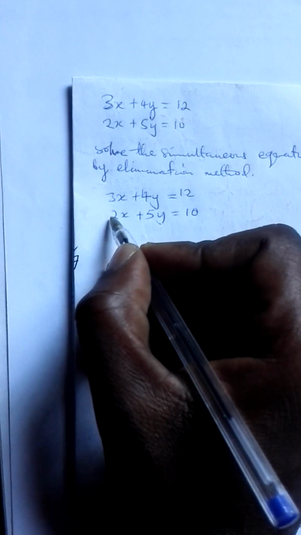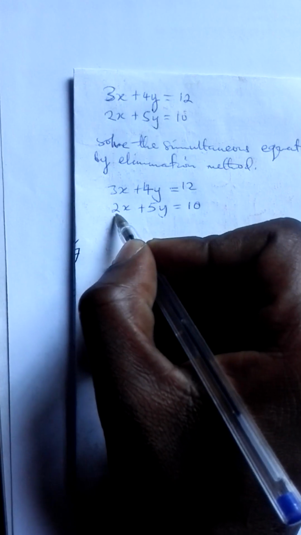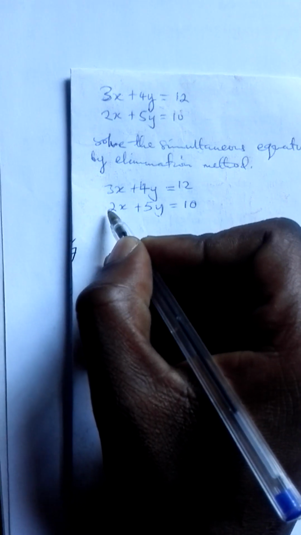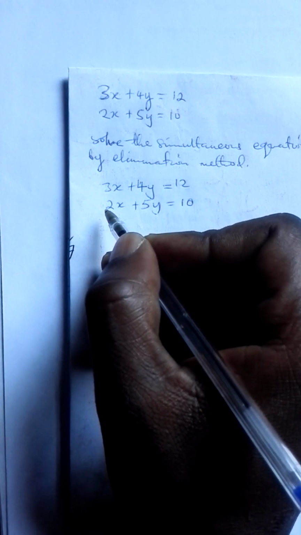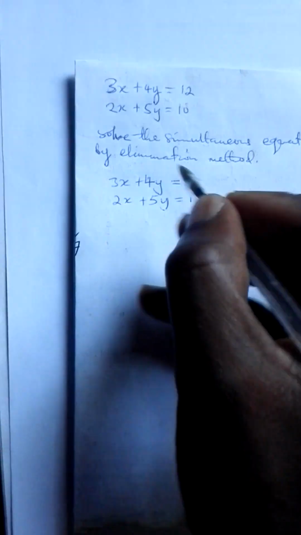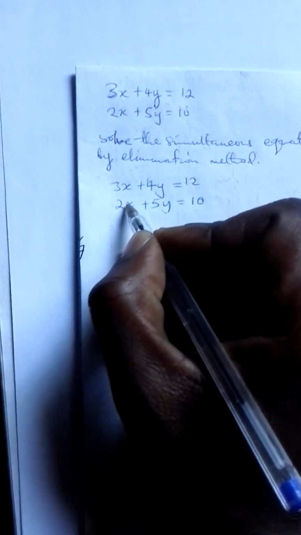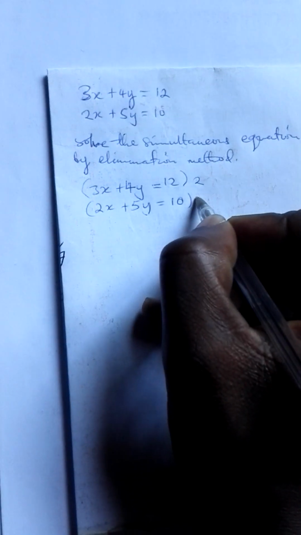So to make the coefficients of x equal, we have to multiply the first equation by 2 and the second equation by 3. So this by 2 and this by 3.